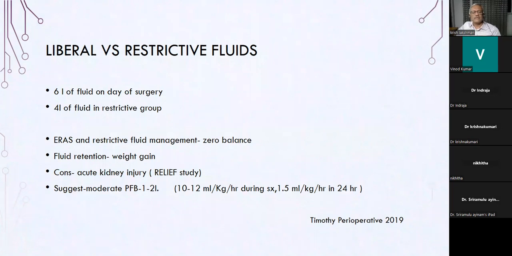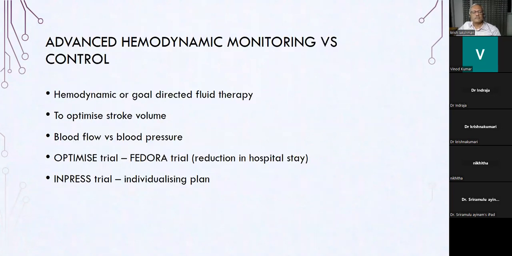Next one, please. The other one is goal-directed fluid therapy. It is mainly done to optimize the stroke volume. The main aim is to monitor the blood pressure and see if the patient needs any fluid. So an individual plan is promoted in the INTEREST trial.